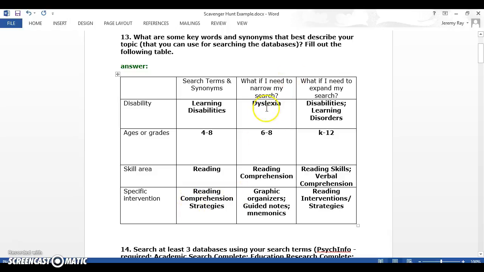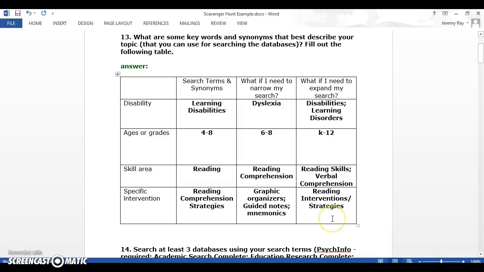Now, if that person had to get more specific, what more could they specify? They could just say not only learning disability, but specifically dyslexia, which is a type of learning disability. They would maybe narrow the ages or grade levels to just middle school versus upper elementary with middle school. They would look specifically at reading comprehension, and then here they would look at certain strategies under reading comprehension.